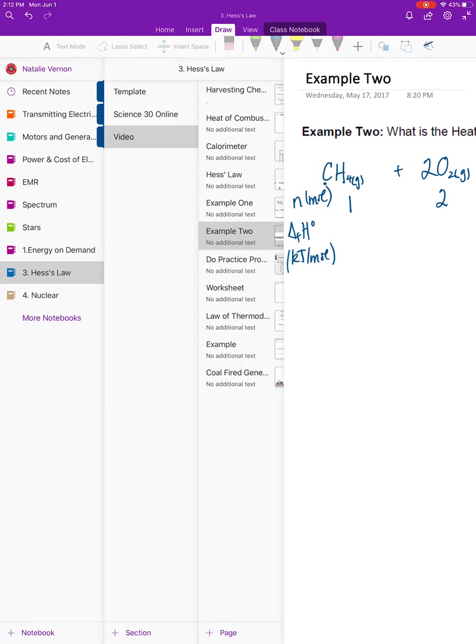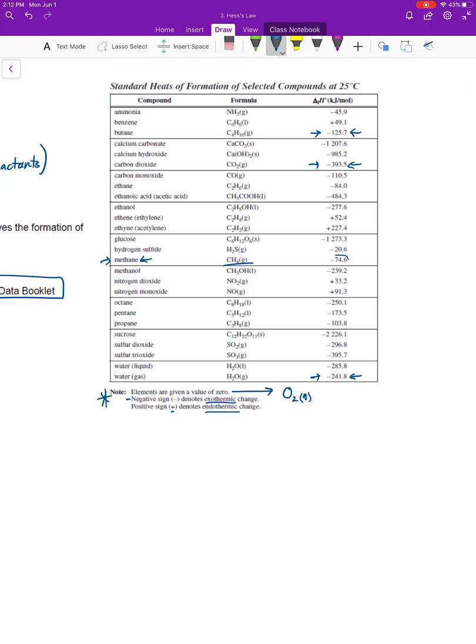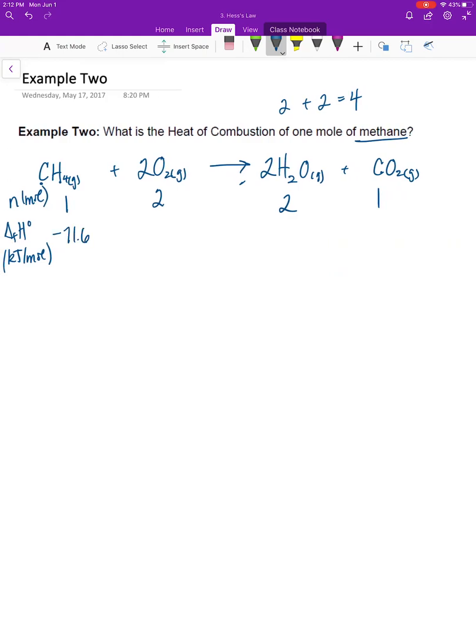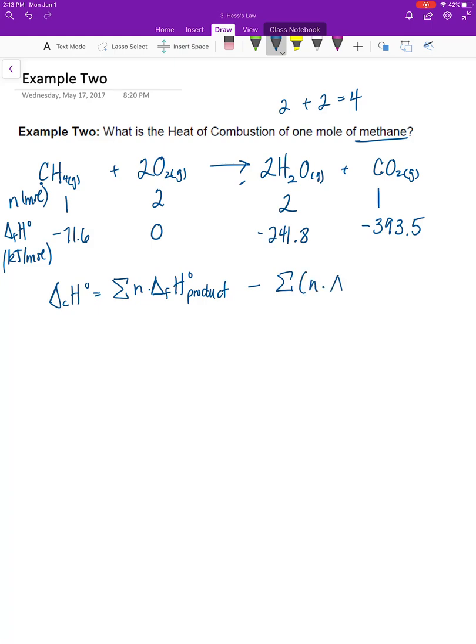Okay, standard heats of formation. So go back to our table, look at methane, negative 71.6. Oxygen's always 0. Water is negative 241.8, and carbon dioxide is negative 393.5. Okay, let's plug it into our equation. The heat of combustion is the sum of n times the standard heat of formation of the products minus the sum of n times the standard heat of formation of the reactants.